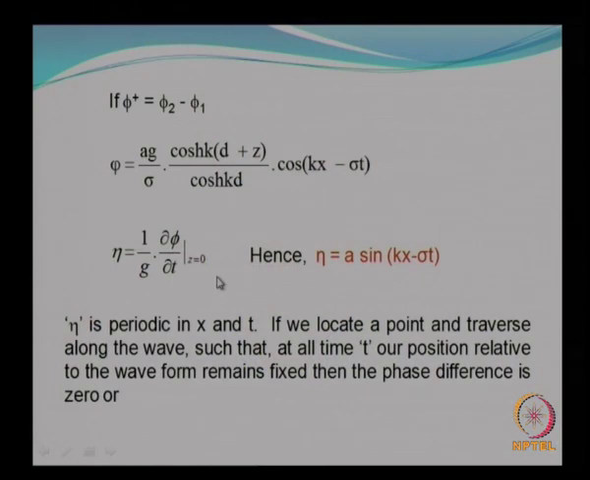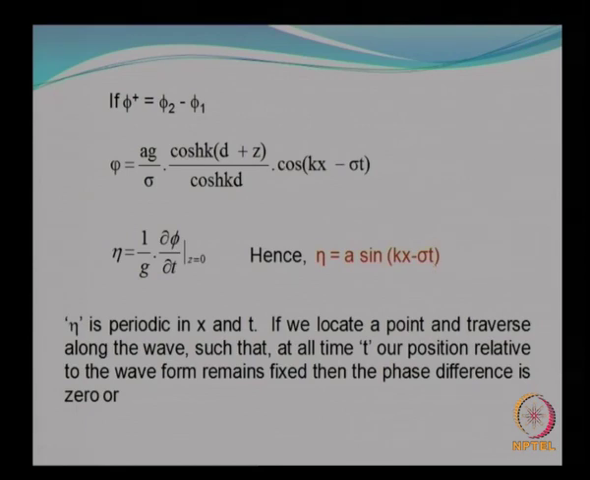Now I use eta equal to 1 by g dou phi by dou t at z equal to 0, and my velocity potential now is this one, with which I get eta equal to a into sine of kx minus sigma t. Is that clear? Now we have got the basic equation of a sinusoidal wave. This a is the amplitude of the wave, and here we have x and we have t.